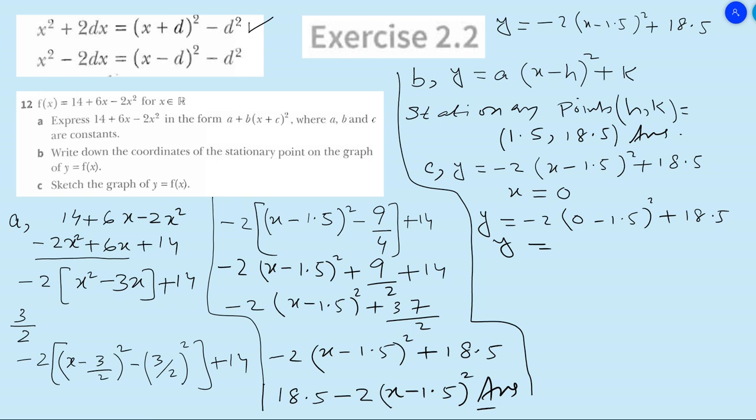So when x is equal to 0, y is equal to 14. This is our first crossing point, 0 and 14. Sorry, I am sorry. When x is 0, y is 14. This is the y crossing point. Now the x crossing points.